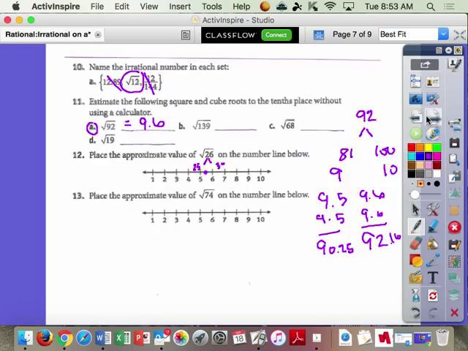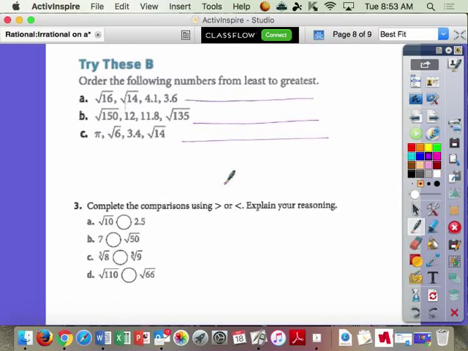All right, so now the very last thing is ordering. So here's what I'm going to teach you, this trick of the trade, okay? On your calculator, I want you to put in 16 and then push that radical symbol. So you should get 4. I want you to do the same thing with 14.